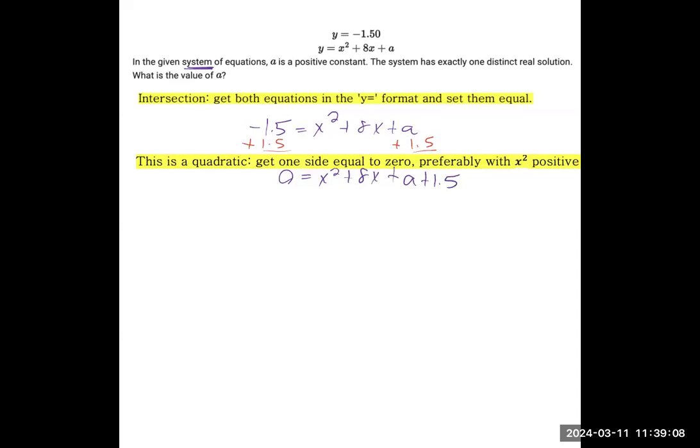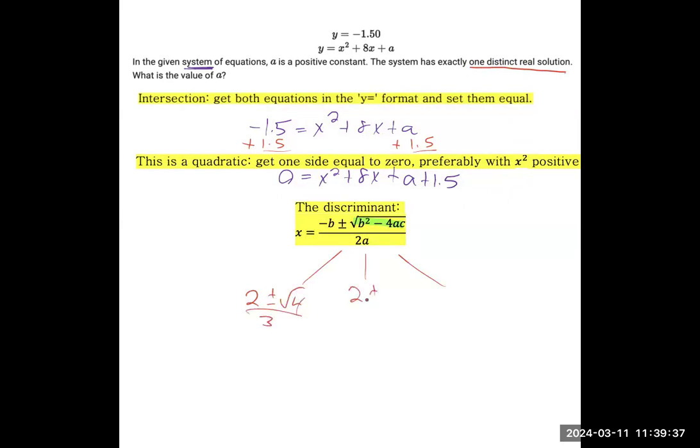And now we can turn our attention to this part, the idea that there's one solution, and the number of solutions of a quadratic is a reference to the discriminant, which is the part under the radical in the quadratic equation. And the discriminant can play one of three ways. The numbers we're about to use here are not part of this question. So you could have, for instance, 2 plus and minus root 4 over 3, 2 plus and minus root 0 over 3, 2 plus and minus root negative 4 over 3.